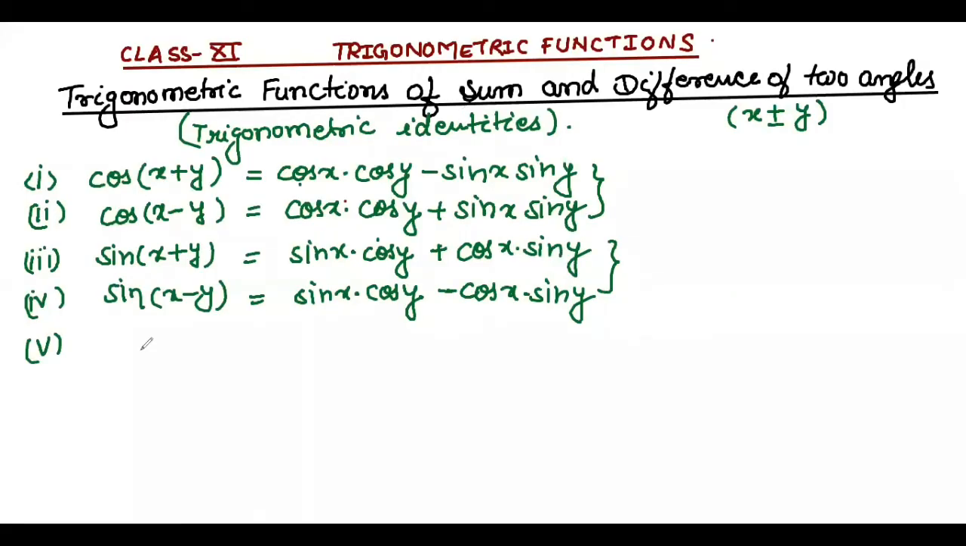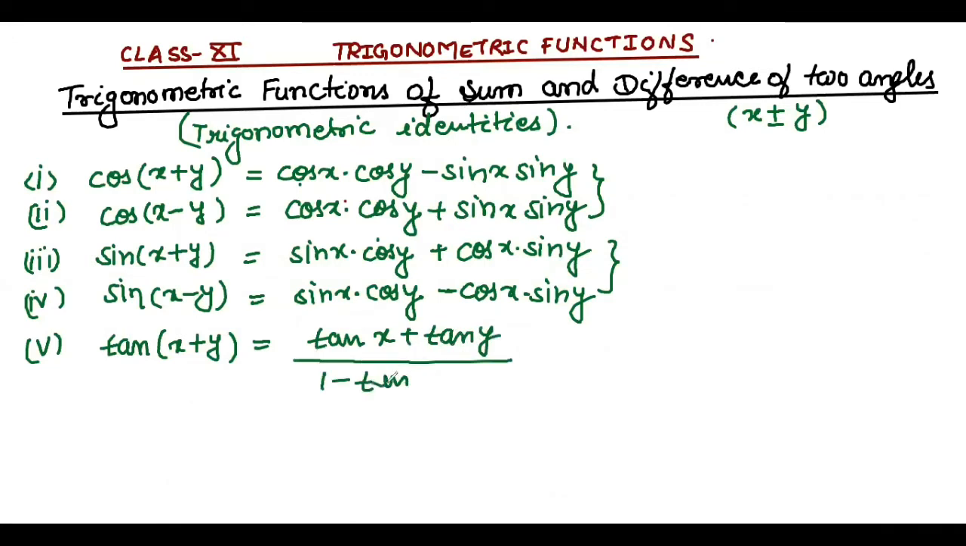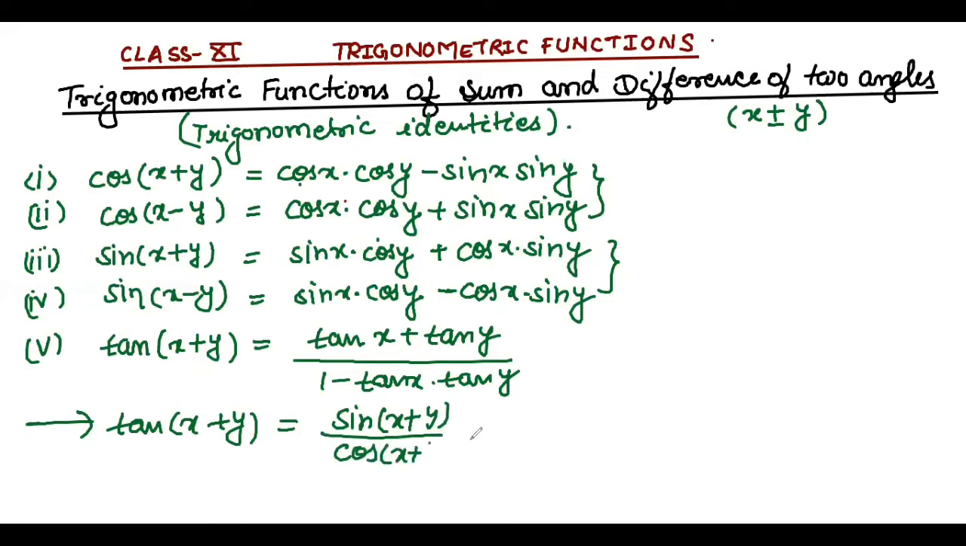So next trigonometric identity we will discuss. Tan of x plus y. This is tan x plus tan y by 1 minus tan x into tan y. We can find out this identity by using sin and cos also. I'm going to show here how to find tan of x plus y. We can write it as sine of x plus y by cos of x plus y. And after that, sine of x plus y, from here we can apply the value.